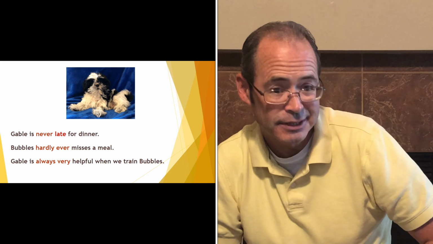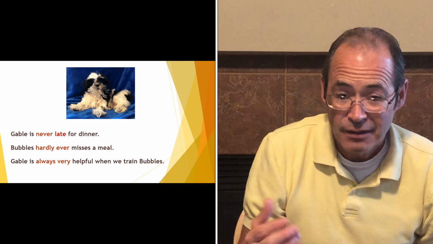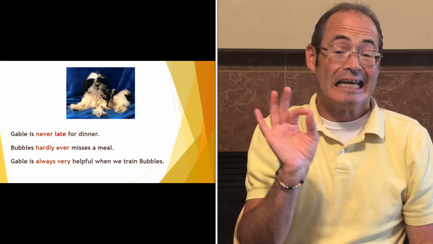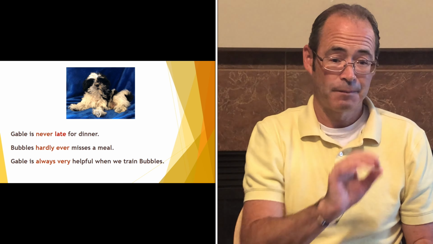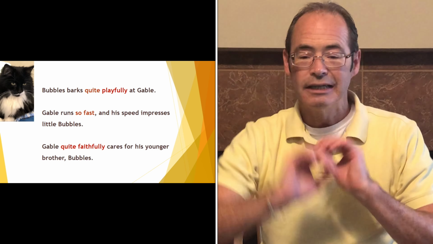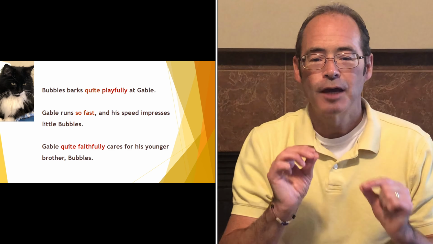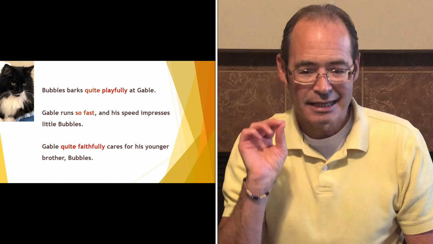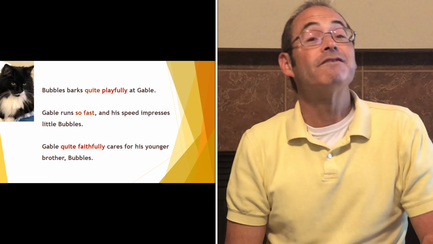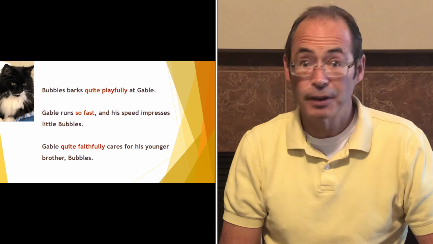So here are some examples. Gable is never late for dinner. Bubbles hardly ever misses a meal. Okay? Gable is always very helpful when we train Bubbles, which is true. Bubbles barks quite playfully at Gable. Gable runs so fast, and his speed impresses little Bubbles. Gable quite faithfully cares for his younger brother, Bubbles.